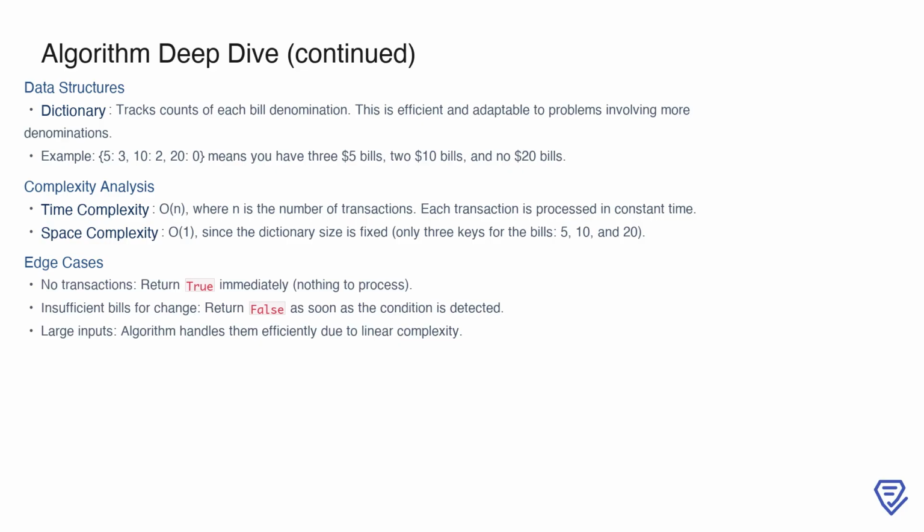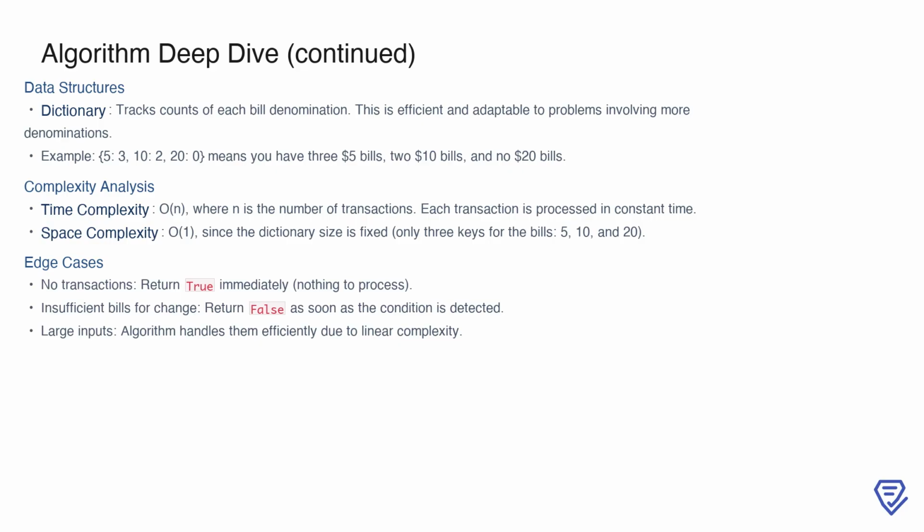Now, let's discuss the algorithm's complexity. The time complexity is O(n), where n is the number of transactions, because each transaction is processed in constant time. The space complexity is O(1), since the dictionary is fixed in size, containing only 3 keys regardless of the number of transactions. It's also worth considering edge cases.